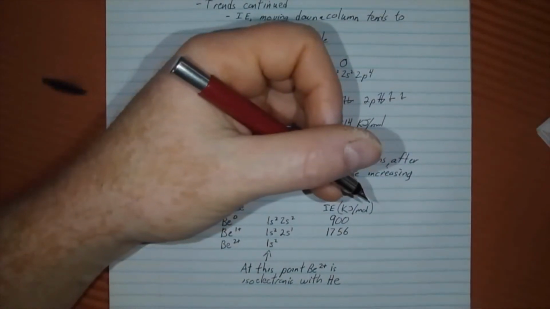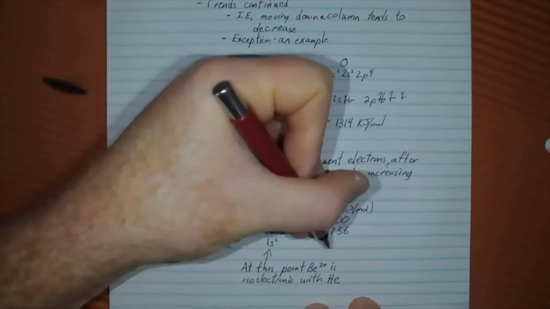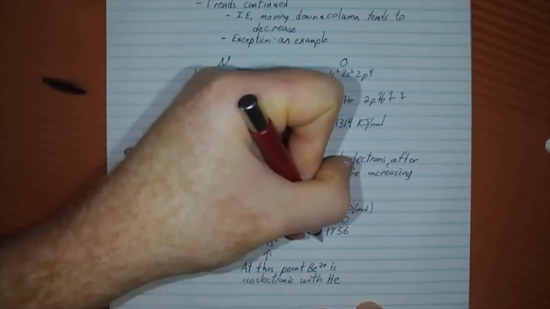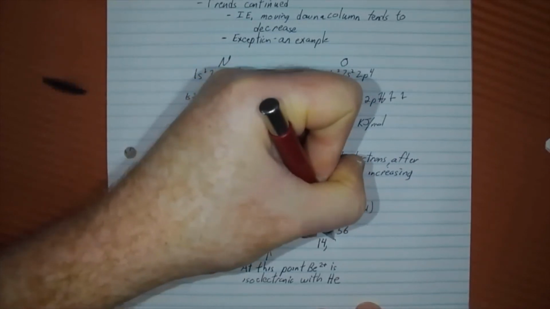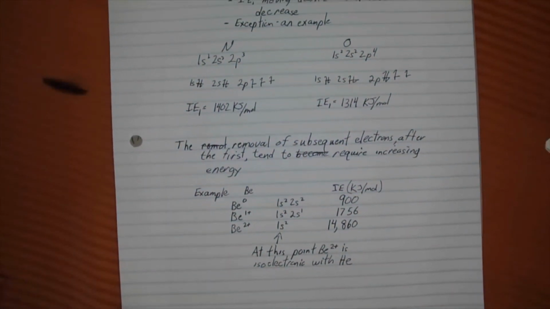Well, to remove that noble gas configuration, it's going to take 14,860 kilojoules per mole of beryllium 2+ to remove an electron to make it beryllium 3+. It is not going to go easily. It's going to have very high values.